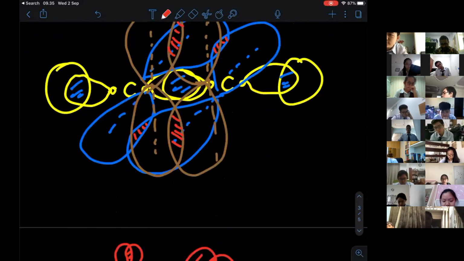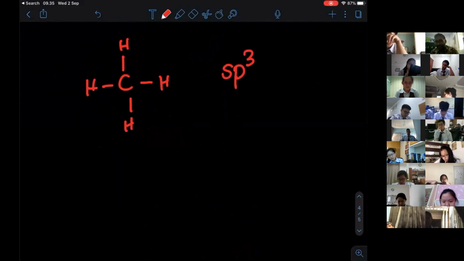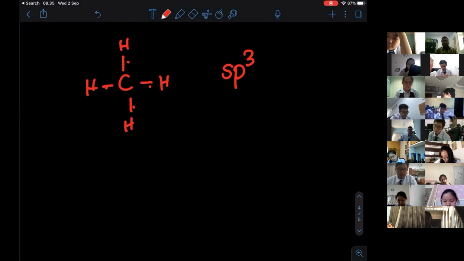If I recall whatever I taught you, if you have CH4, the carbon needs 4 orbitals for bonding. If you need 4 orbitals, the carbon has to be hybridized to give you 4 orbitals. Therefore, I need sp3 hybridization. Just remember, sp3 means 1 s and 3 p, so you join them together and you have 4 orbitals, sp3 hybridized. If I ask you how many sigma bonds there are, quite simple, 4 sigma bonds.